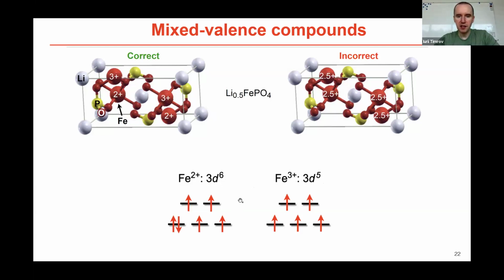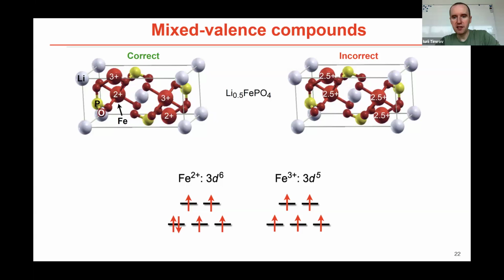And schematically, this can be represented like this. In 3d6, we have 5 electrons spin up and 1 electron spin down. These are the levels, 3 t2g levels and 2 eg levels in the 3d shell. So we have 5 up electrons and 1 down electron. And in 3+ iron, we have only 5 up electrons because we took 1 electron out. So this spin down electron was taken away.